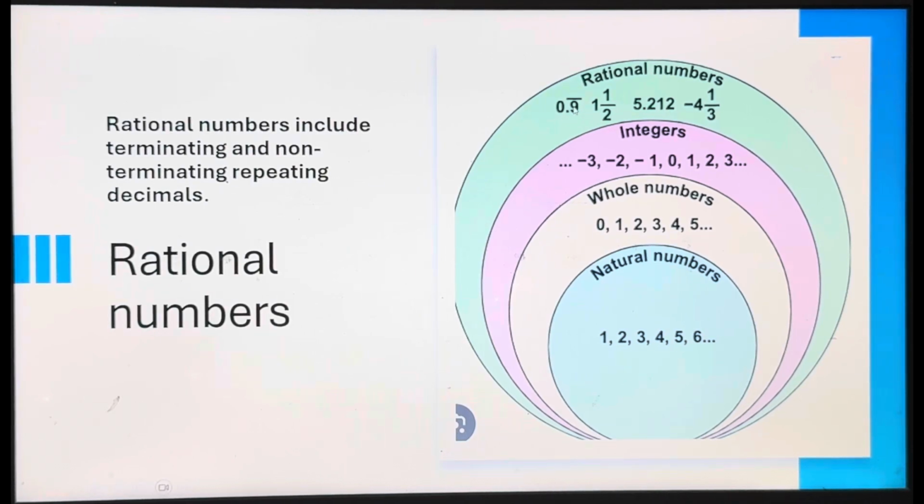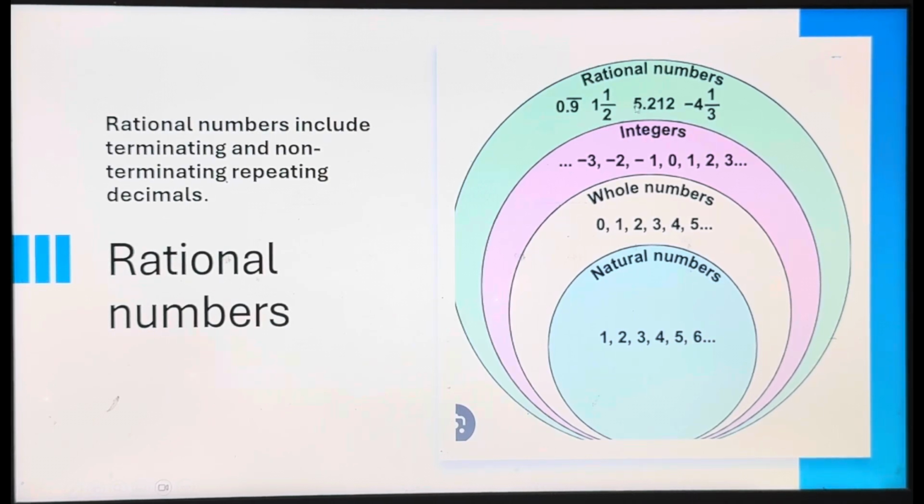You can see certain examples given over here like 1.5, 5.212, minus 4 upon 3. These are all included in rational numbers. But just see this number 0.9 and there is a bar over it. Now what does this mean? This means that 9 is repeating: 0.9999. It will go on repeating. You can't write 9 so many times, so that's why this bar is shown. So all decimal numbers which are non-terminating but repeating are included as rational numbers.